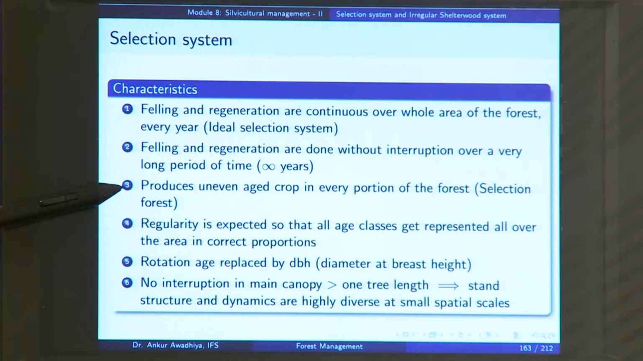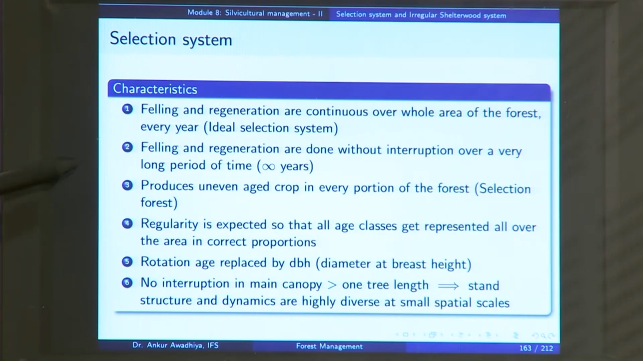It produces uneven aged crop in every portion of the forest, which is known as a selection forest. Now, we had seen that in the case of the other silvicultural systems, we were producing an even aged forest, which means that in every stand the ages of the trees differ by less than 20% of the rotation age. But in the case of a selection system, we are producing an uneven aged forest, which means that most of the trees have very different ages, and the age difference between the trees is greater than 20% of the rotation age that you have selected.